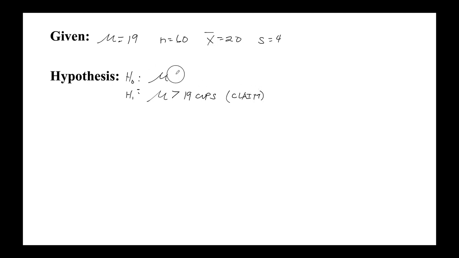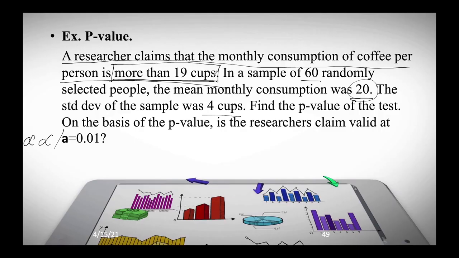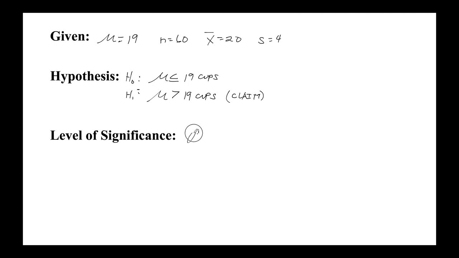Meaning to say, this will be less than or equal to. Laging may equal po sa null, 19 cups. Okay, so that will be our hypothesis. Next, level of significance, ano yung binigay natin dito? 0.01. So, let's have here alpha level 0.01.